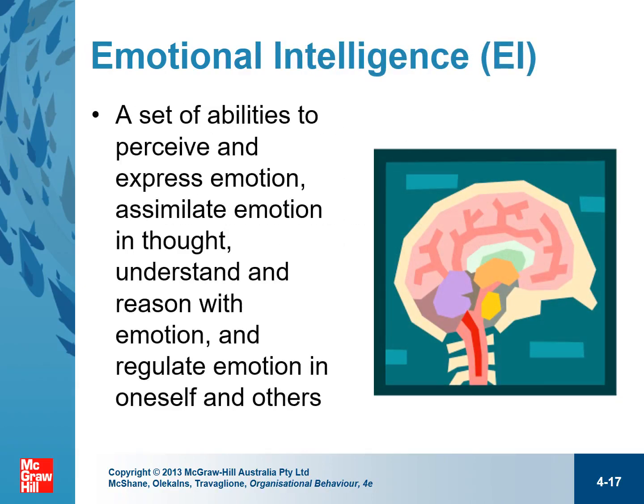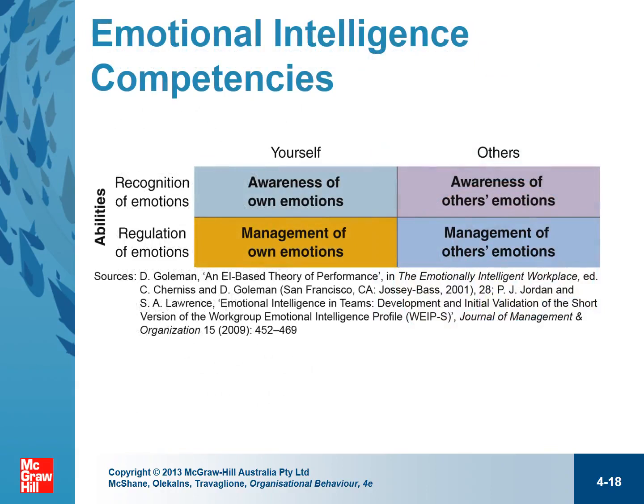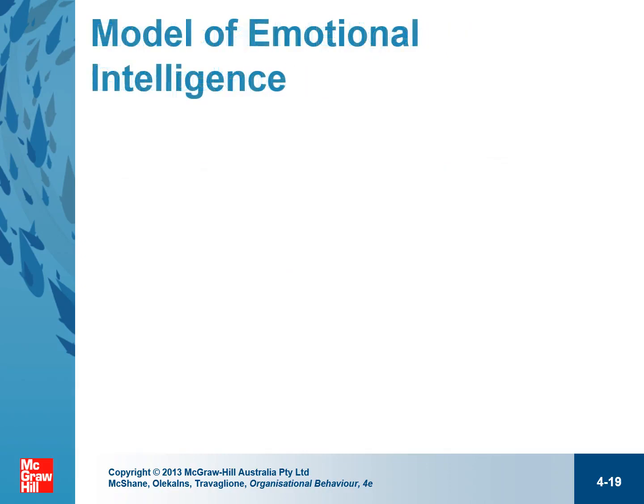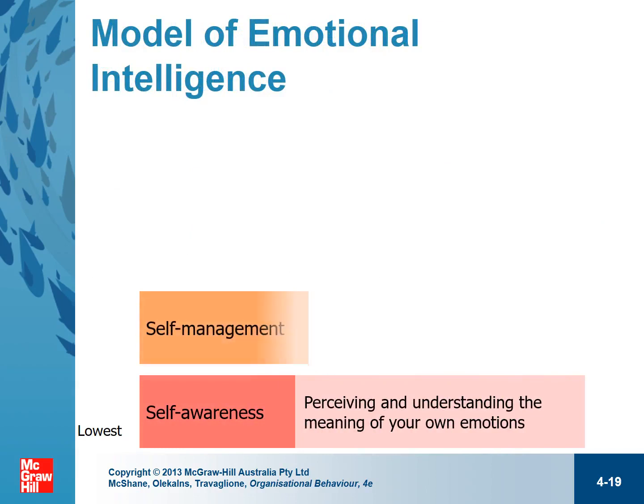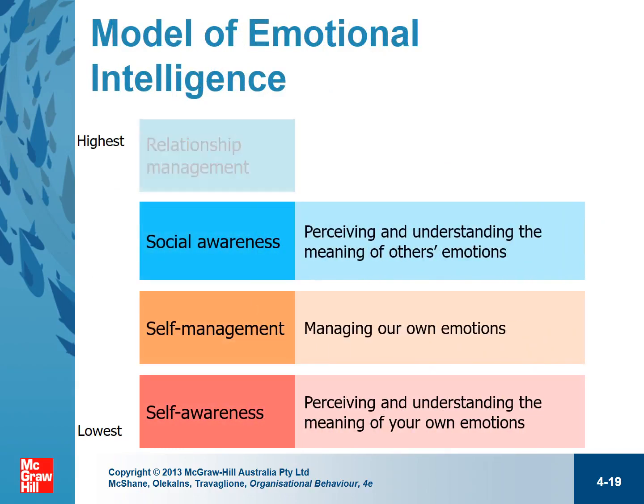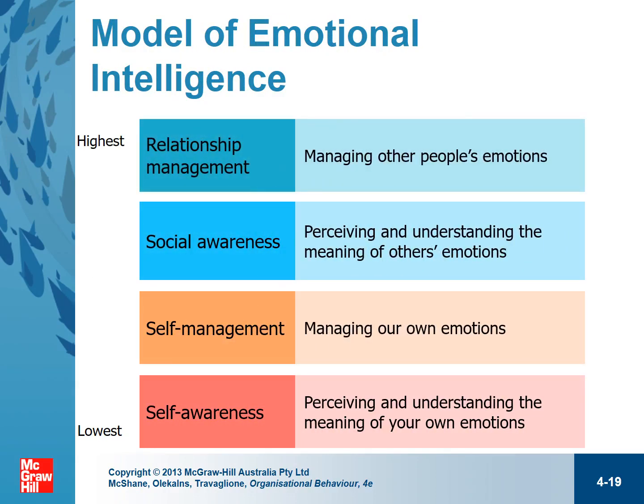Emotional intelligence is a set of abilities to perceive and express emotion, assimilate emotion in thought, understand and reason with emotion, and regulate emotion in oneself and others. Here is the figure of emotional intelligence: competence of awareness and management of emotions experienced by yourself and others. Here's another model of emotional intelligence across 4 domains, namely, self-awareness, self-management, social awareness and relationship management.